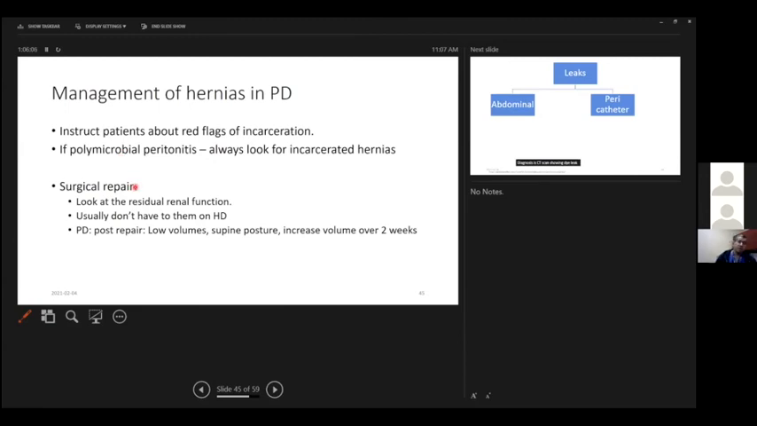What happens when you do the hernia repair? When you have a hernia repair, it's not that you have to switch to HD. Just look at the urine output.